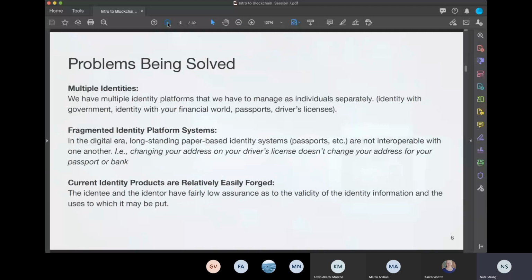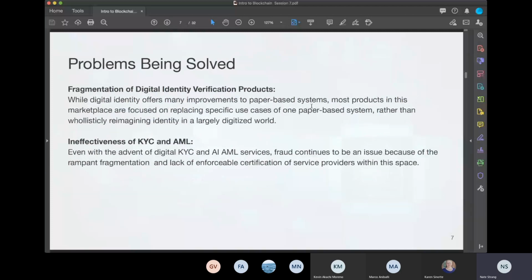And so what this leads to is, because we have all of these different forms of identity that we need to prove for different purposes and different life scenarios, we also have fragmentation of the people who verify our identity. And the problem is, because there are different platforms and documents that we use for identity, these digital identity verification products have largely come about to only fulfill one specific niche or one specific use case of identity, especially identity in a digital context.